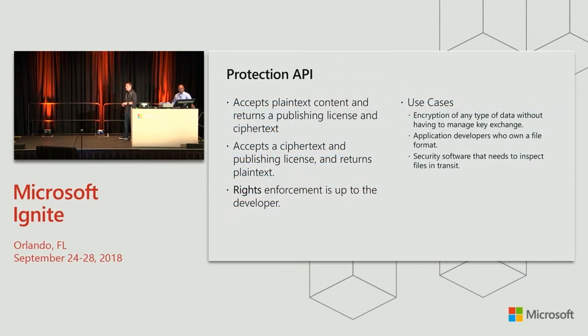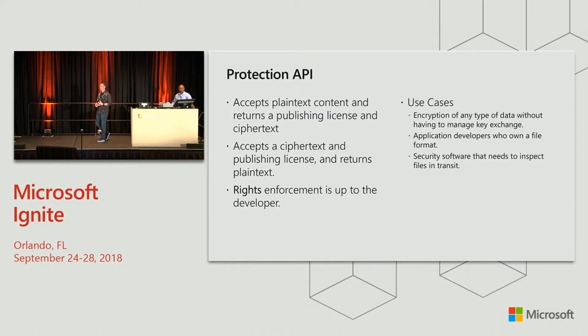The first one is the protection API, and this is how the SDK will provide protection for documents and any information that you pass into it. It accepts plain text content. It generates a publishing license. Is anybody familiar with what publishing license means? Perfect. The publishing license is essentially what we do to license content to be consumed by users that are using the SDK. Every single piece of information that I protect with the SDK generates what's called a publishing license that describes who should have access to the information.